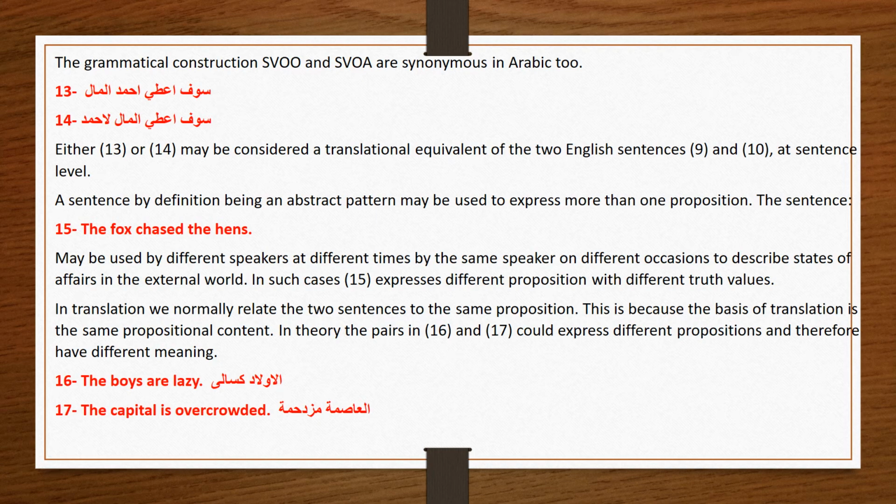In such cases, 15, the fox chased the hens, expresses different propositions with different truth values. In translation, we normally relate two sentences to the same proposition. This is because the basis of translation is the same propositional content. In theory, the pair 16 and 17 could express different propositions and therefore have different meanings. For example, in 16 we have the boys are lazy. الأولاد كسالى. The boys is the subject, and lazy is an adjective, not an object. And we have here 17, the capital is overcrowded. العاصمة مزدحمة, here an adjective also.